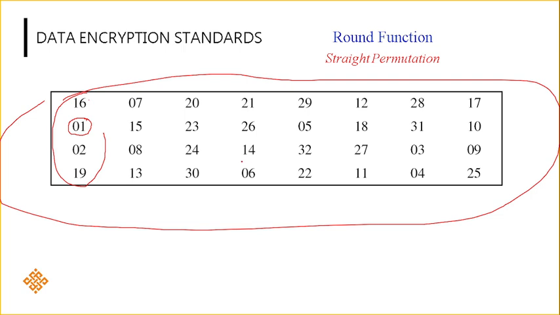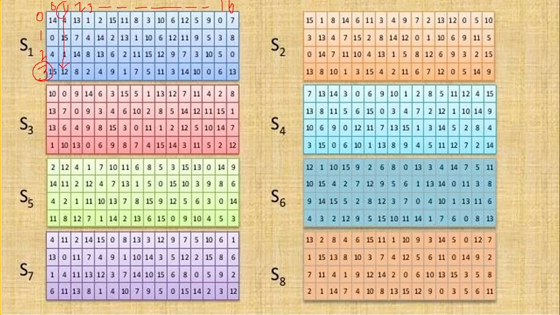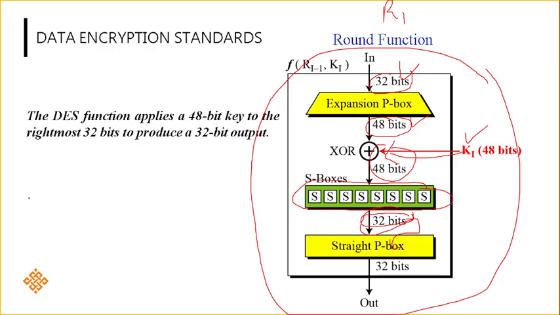Where is 2? It comes here. The third element will go here, and the 16th element will come first. Like that, all 32 bits will change their positions. Okay, so this is the straight P permutation. After doing this, we will get a 16-bit output. Clear? So finally, you will get a 32-bit output.